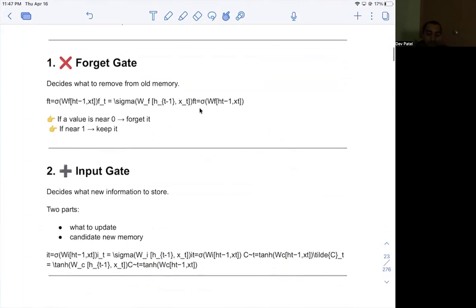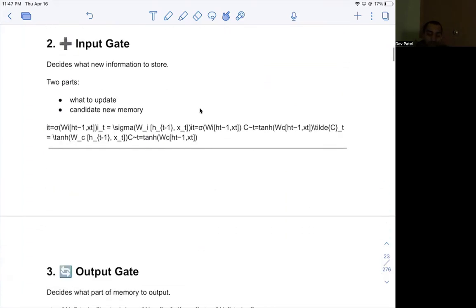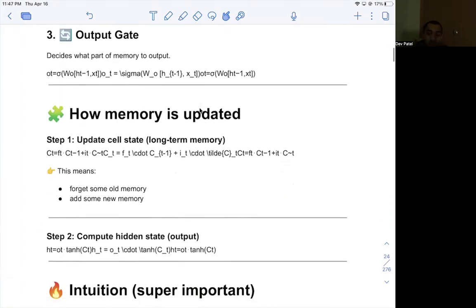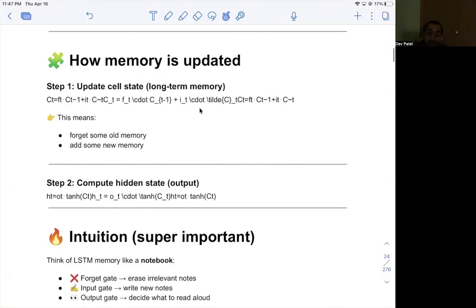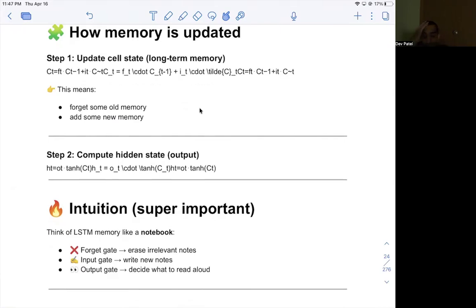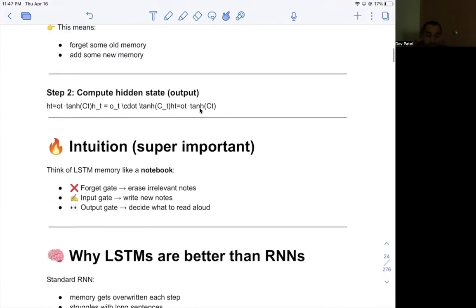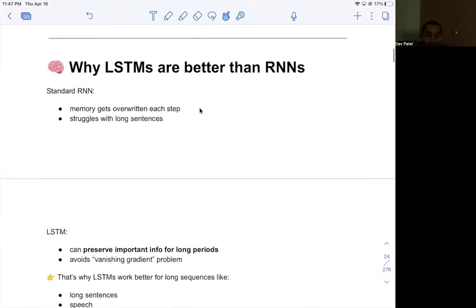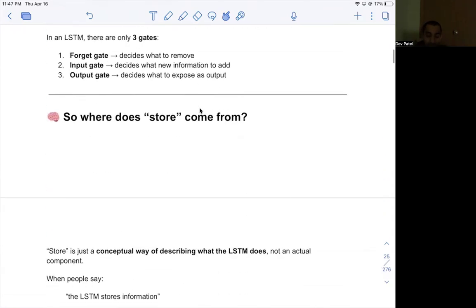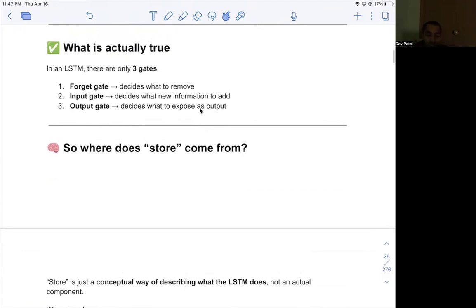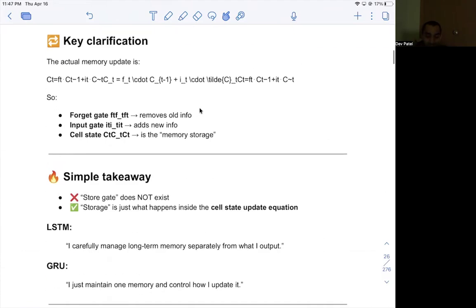The forget gate decides what to remove from memory, the input gate decides what new information to store, and the output gate decides what part of the memory to output. So the memory is updated through the cell state. The cell state contains the long-term memory. The hidden state is what ultimately gets filtered from the cell state. So the cell state forgets some memory, adds some new memory, and then the hidden state is the filtered version of that cell state. Forget, input, output: LSTM has three gates.